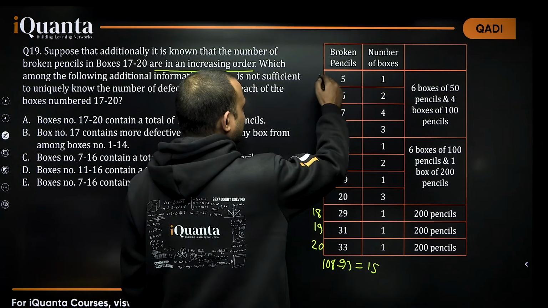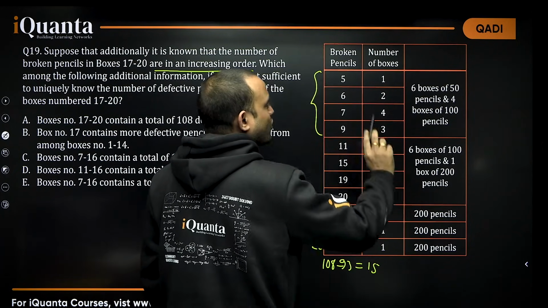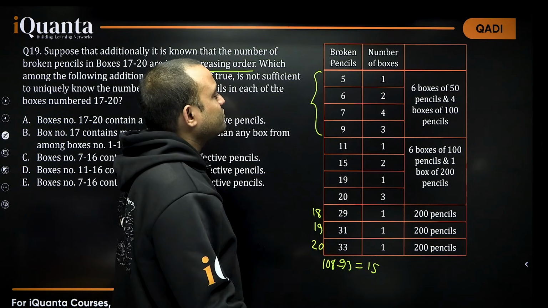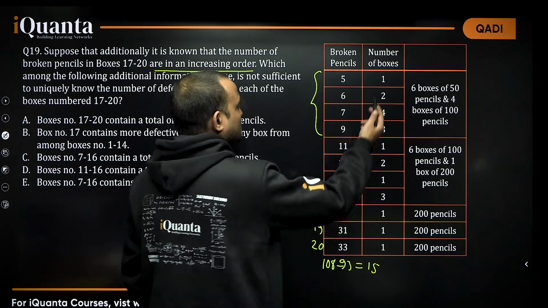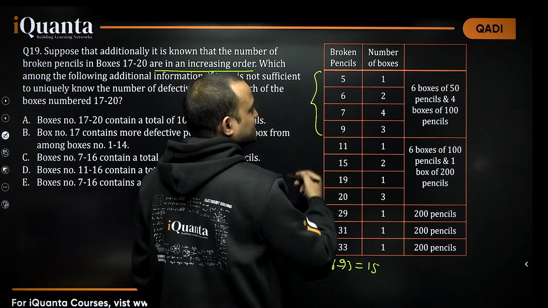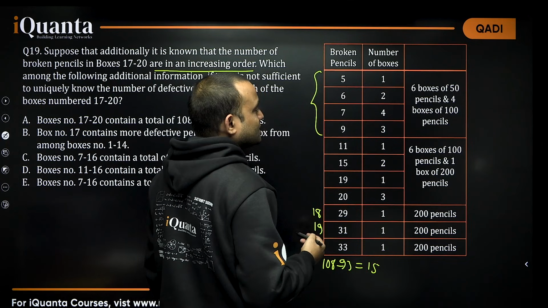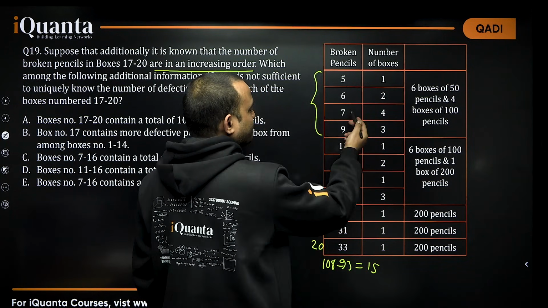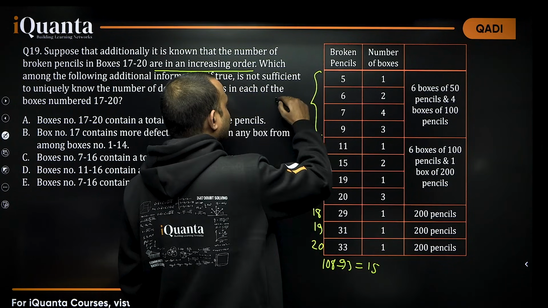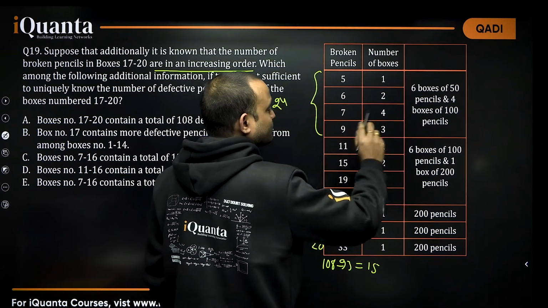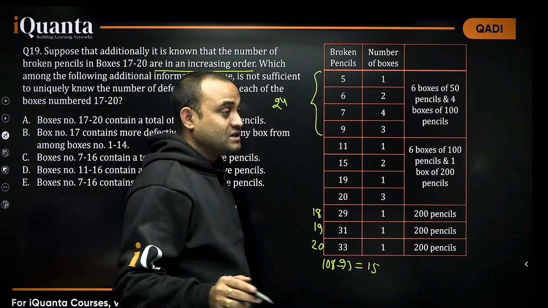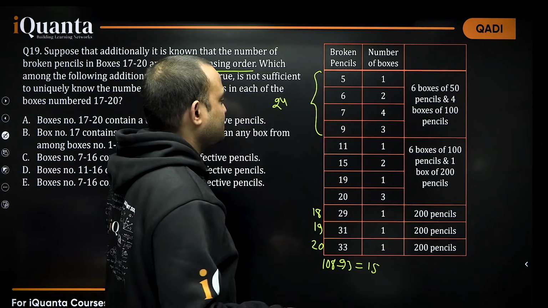Like in these, there are 4 boxes of 100 pencils. What could be the minimum sum? 5 plus 6 into 2, which is 17 plus 7. So minimum we can take 24 pencils out of the 4 boxes of 100. 17 to 16 means 100 boxes, right?